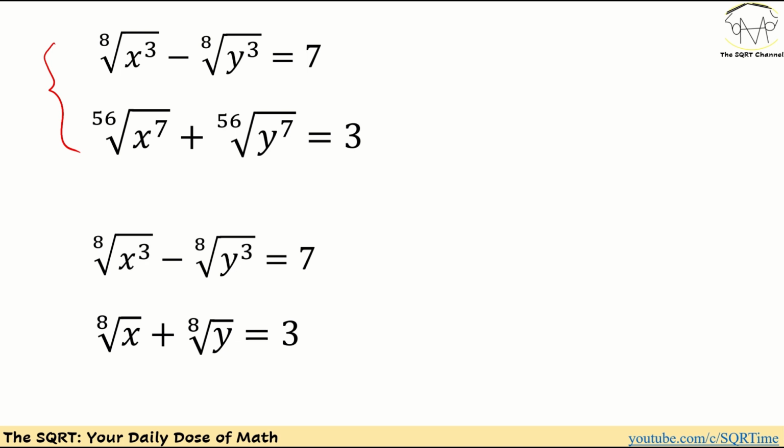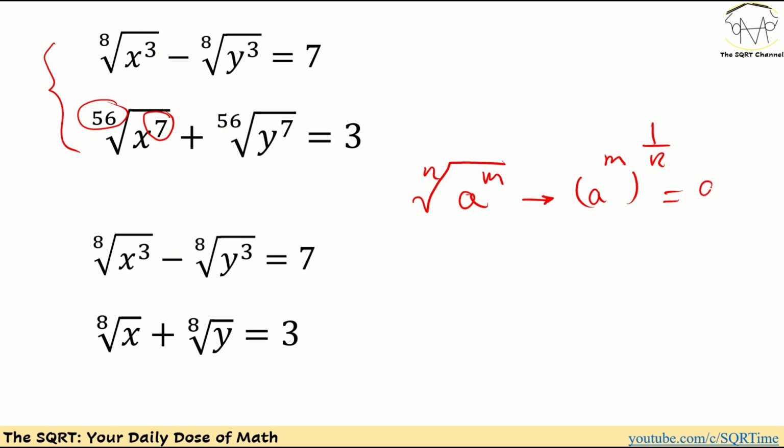First of all, if you note that, we can say that this is a to the power of 7 and this is 56. Let's see how we are going to solve this and simplify this. Let's assume that in general I have a to the power of m, nth root. In this case, I'm going to write it as a to the power of m to the power of 1 over n, which can be simplified as a to the power of m over n.